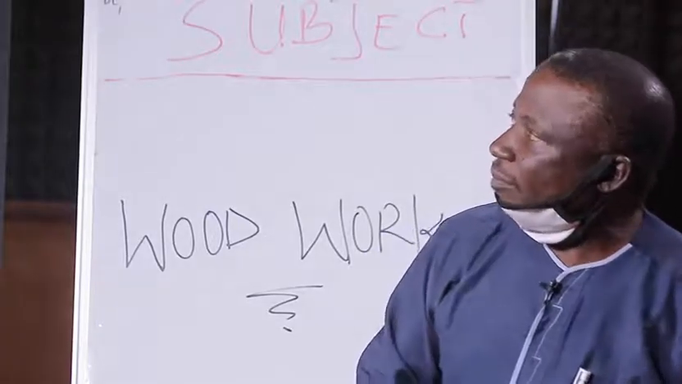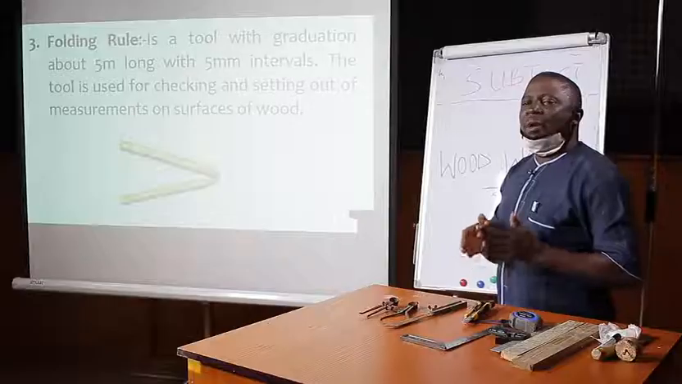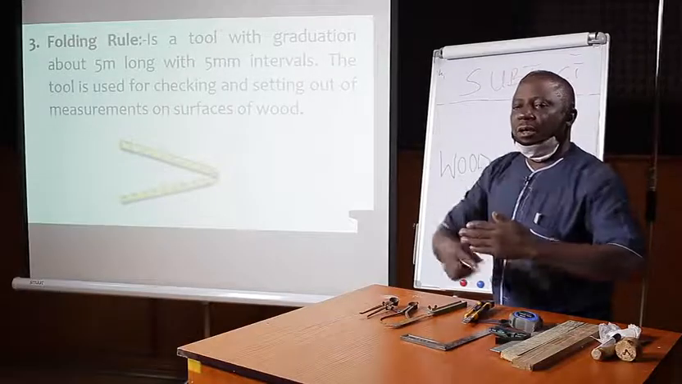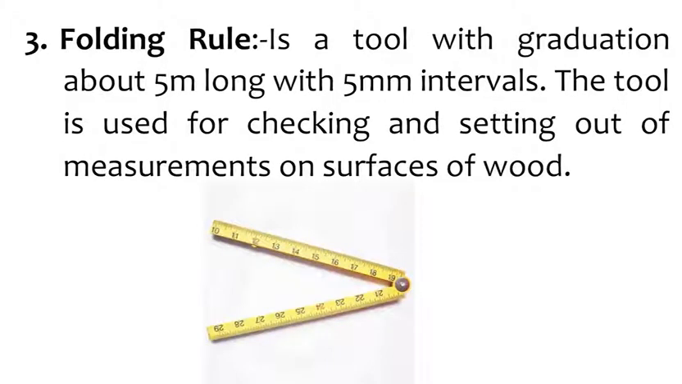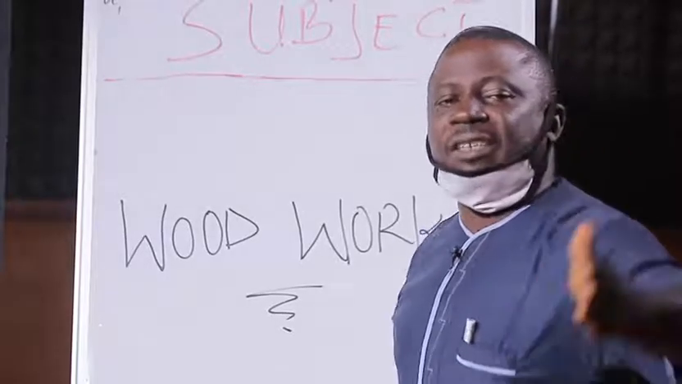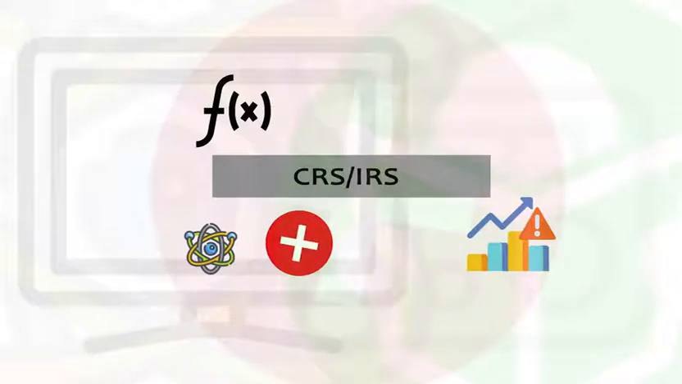The next one is the folding rule. The folding rule is there. It is a tool graduated about 5 meters long with intervals of 5 millimeters each. It is used for checking and setting out measurements on surfaces of wood. We have long surfaces. We call it folding. As you can see it on the board, it comes in folds, many folds. As you see it here, it can have about 10 folds. It depends on the distance you want to take. So you can take long distances on surfaces or transfer long distances on surfaces of wood.